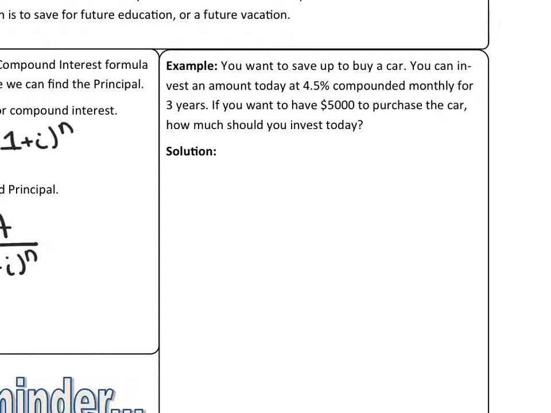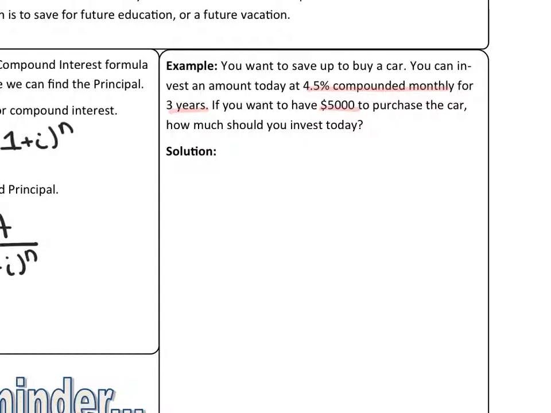So let's say you want to save up to buy a car. You can invest an amount today at 4.5% compounded monthly for 3 years. You want to have $5,000 to purchase a car. So that's what we want to have in the future. How much should you invest today?